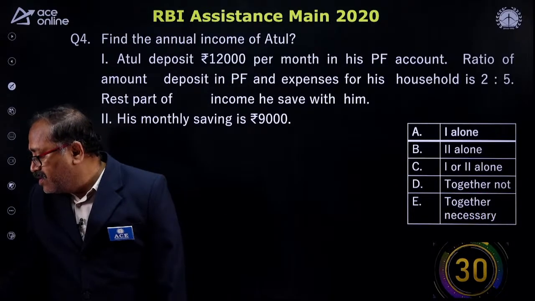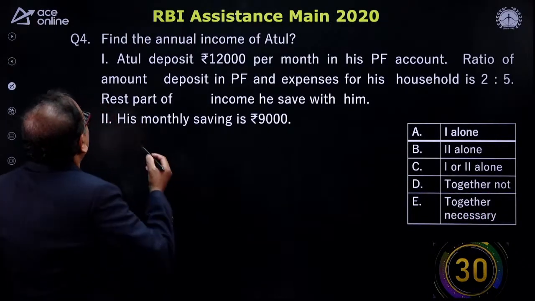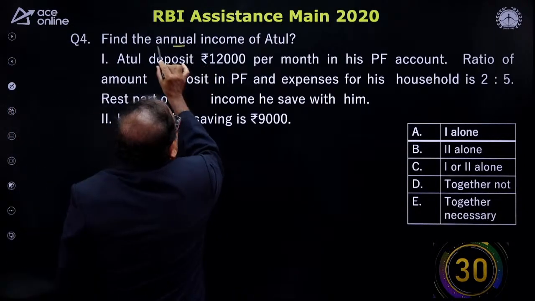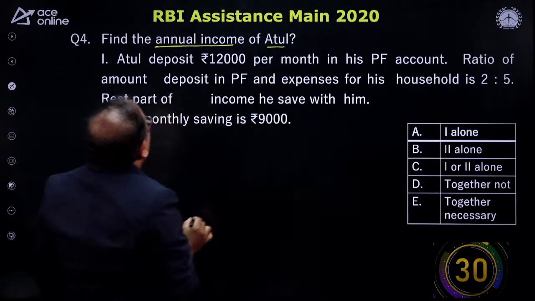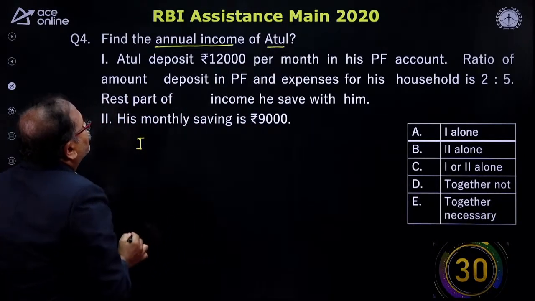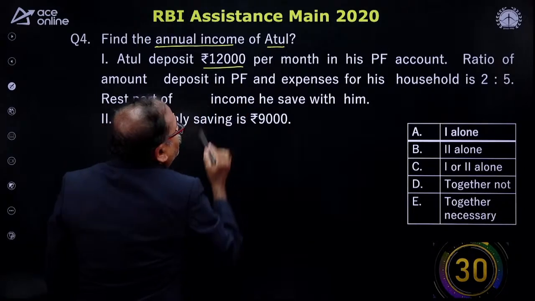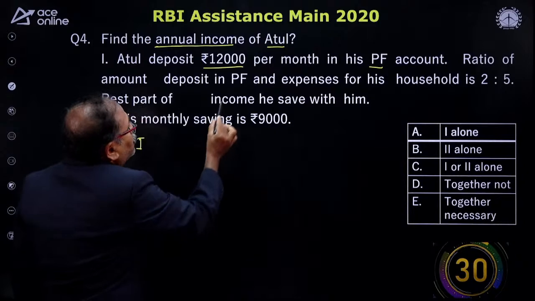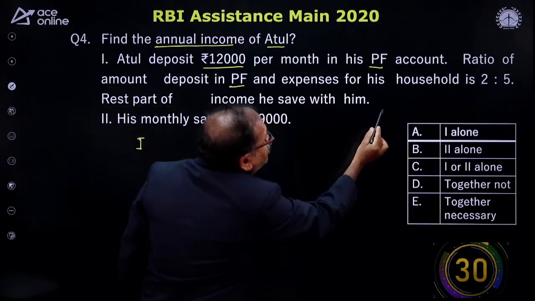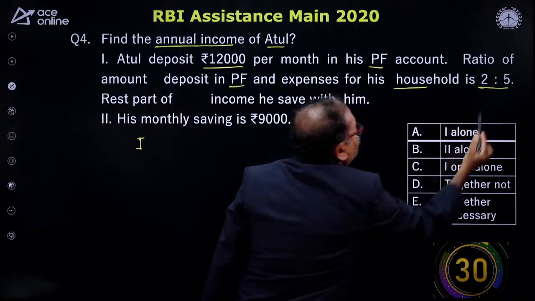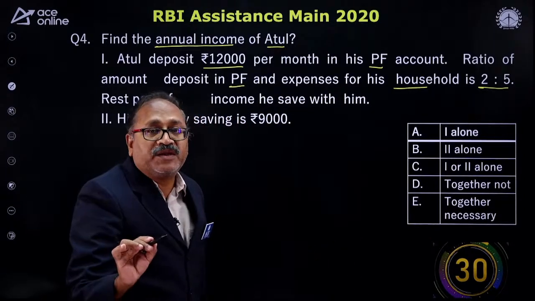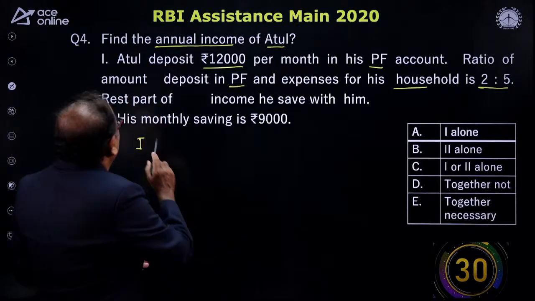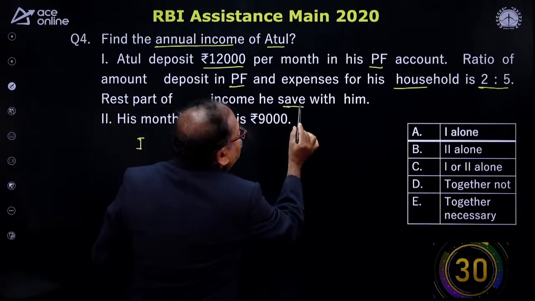Now work out on it. Let me read out what is the question here for your convenience. Find the annual income of Atul. What does statement 1 talk about? Atul deposits ₹12,000 per month in PF account, and the ratio of the amount deposited for PF account and his household expenditure is 2:3. That means you will get the household expenditure also, PF expenditure and household expenditure both, and the rest part of the income he saves.